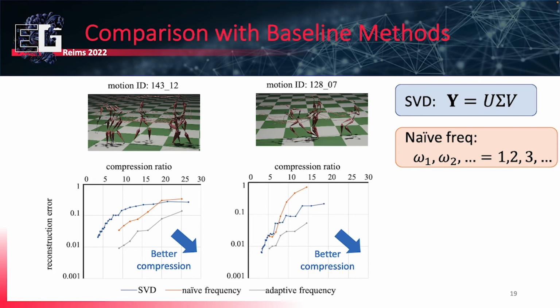We plot compression results of two example motions with various compression ratios. We can see that our adaptive Fourier feature net, shown in gray, consistently achieves the best compression reconstruction trade-off. This suggests that our neural implicit representation works well as a compression algorithm, and the adaptive frequency choice actually improves the performance.